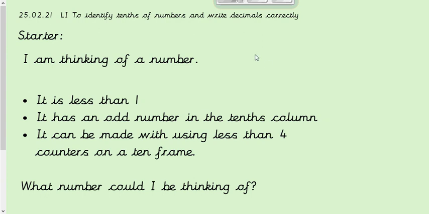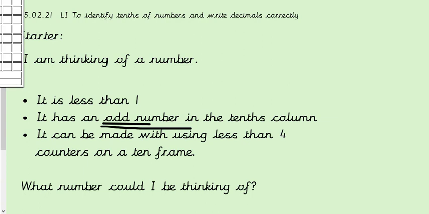So think of it like a place value grid. The digits you write in, there's going to be no ones because it's less than 1, but in your tenths column it needs to be an odd number. Let me underline that because that's quite important. So, odd number. It can be made using less than 4 counters on a 10 frame.